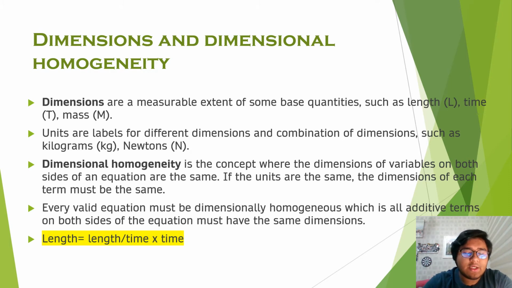There is an example, which is length over time times time. When we do the calculation, the final answer will be length over length. That is what we call dimensional homogeneity: on both sides of the equation, the dimensions must be the same, dimensionally homogeneous. So I think that is the definition of dimensions and dimensional homogeneity.